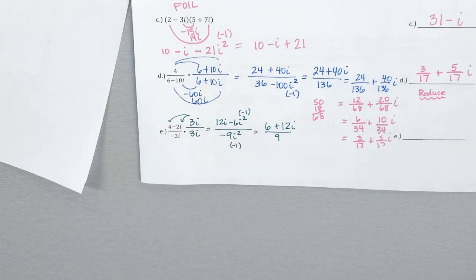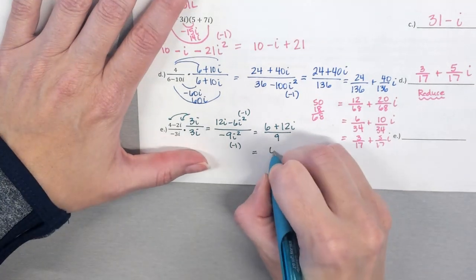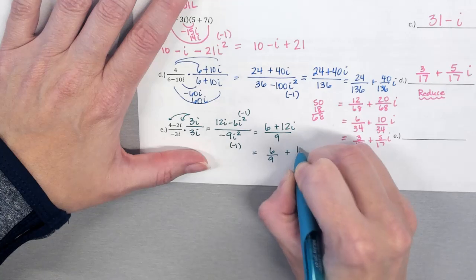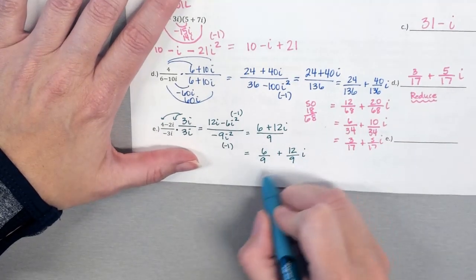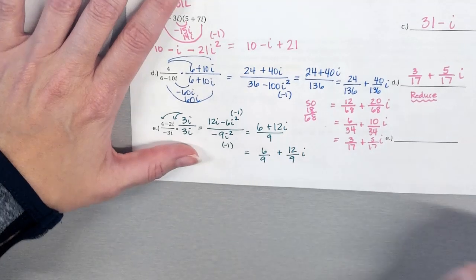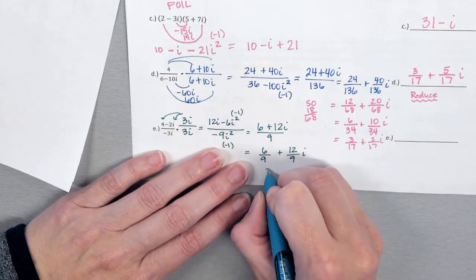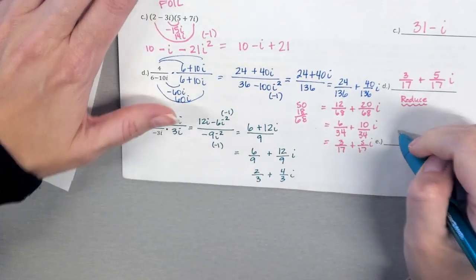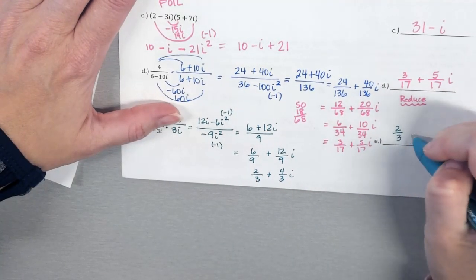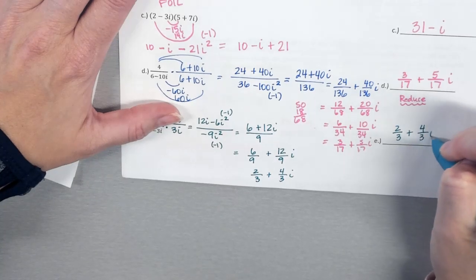Exactly. Your final answer has to be in the a plus bi form. So the real number goes first, the imaginary term goes second, and what goes into really all of these? 6, 12, and 9? 3. So if you divide by 3, you will get your final answer.